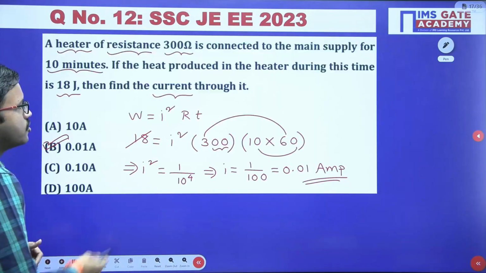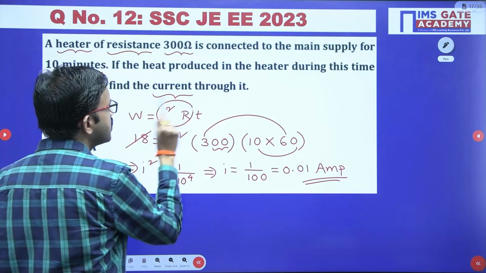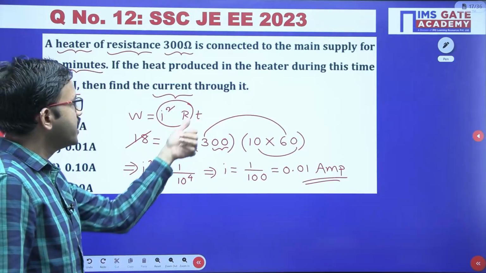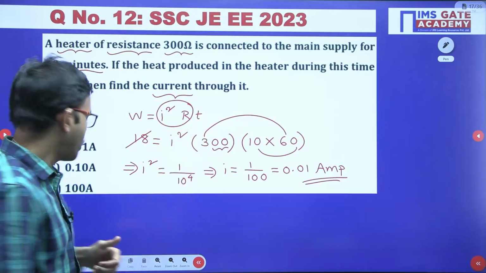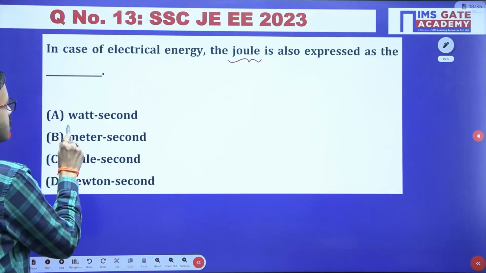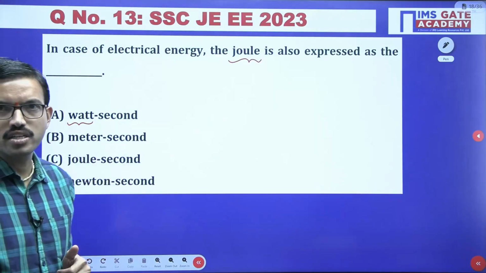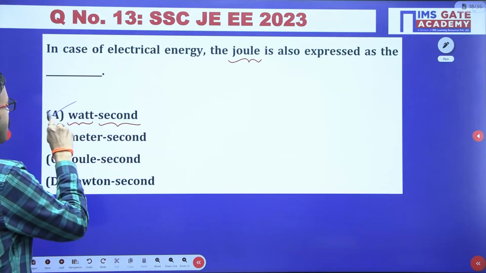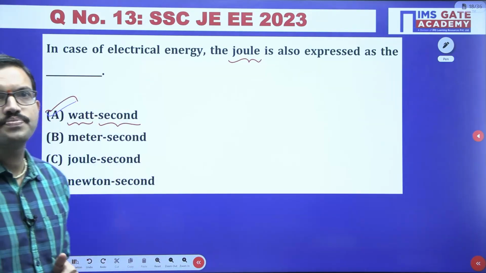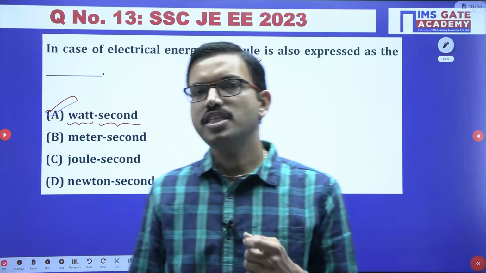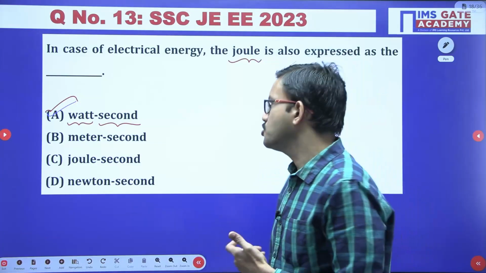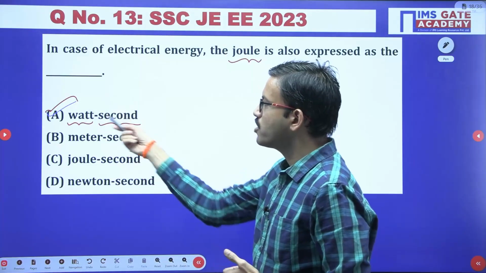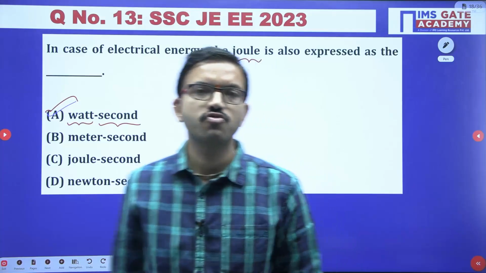Just now I told you that I square into R is nothing but power, and then we multiply with time. Power units are watt and time units are second. So option A is correct. Yes or no? Energy equals the product of power into time. So power units are watt and time units are second, so watt second.